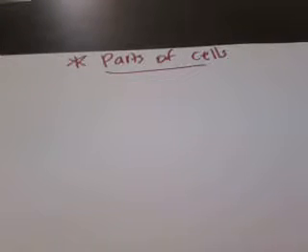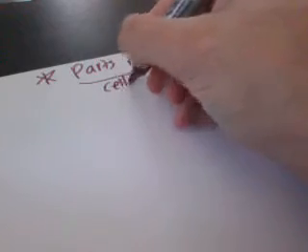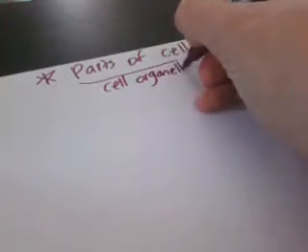In this video I want to talk about the parts of cells. It's very important you know these different parts. There might be a lot to commit to memory, but if you know what they do, you should be okay. These are usually called cell organelles as well. Organelles means the parts of a cell.